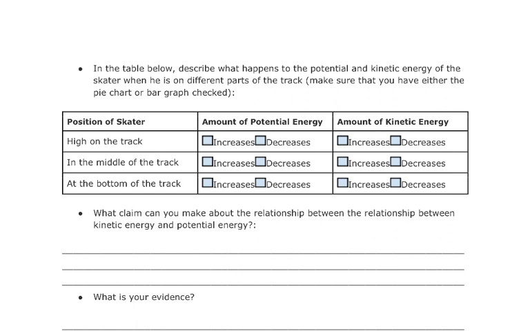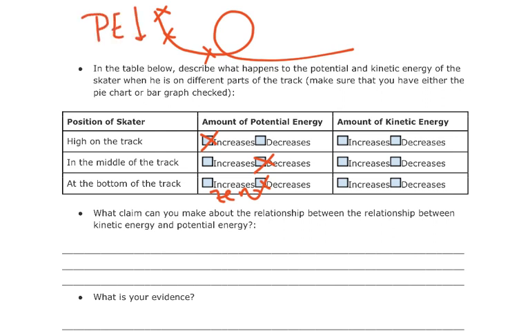So here's the hill and then it goes like that. High on the track is up here. The higher up you are on the track, the higher your potential energy is. The middle of the track is where you're starting to get a decrease in potential energy. And at the bottom of the track, you have 0. So I guess you could say it decreases again. Middle of the track and bottom. You should have seen that potential energy decreased all the way down the track like that. And I should use a different color.